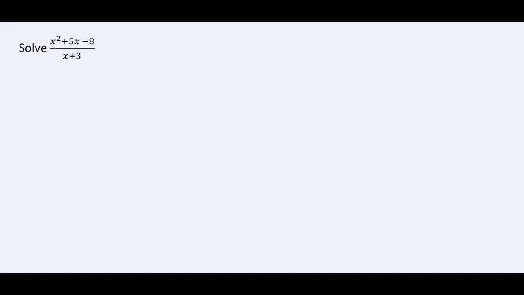So we have x squared plus 5x minus 8 divided by x plus 3. So the first thing we're going to do is find x plus 3 equal to 0. So we want to find the value of x. So we subtract 3 from both sides. So x equal to negative 3. So we start off here.